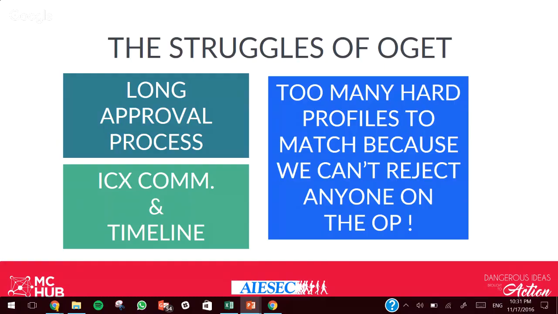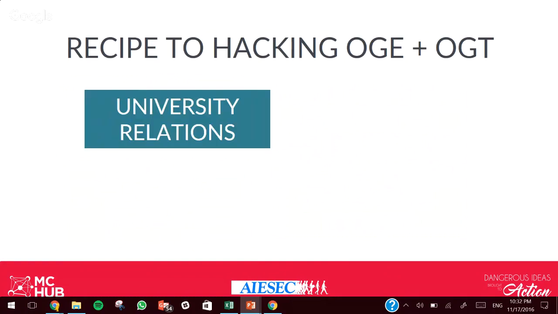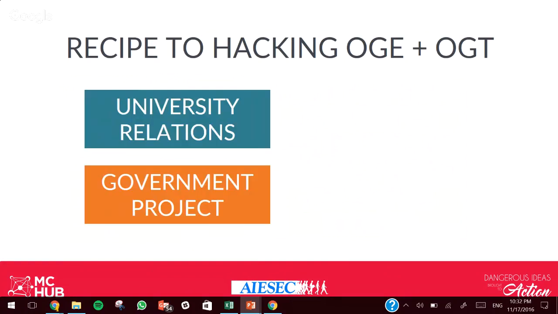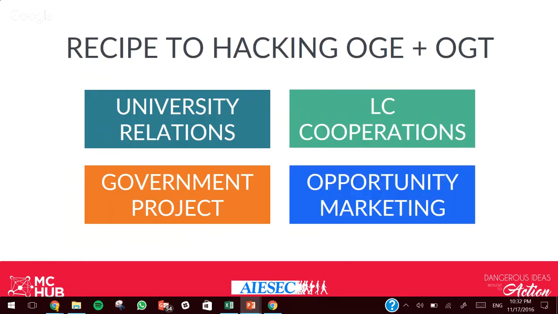I hope that when my successor gives this webinar next year about how they can hack oGE and oGT in 2017, these struggles that we list here are not the struggles that they list. That is our job, to make our successors have different struggles for the first time ever in oGET. So, our secret recipe to hacking oGE and oGT consists of 4 different things. It consists of university relations, government projects, LC cooperations, and opportunity marketing.